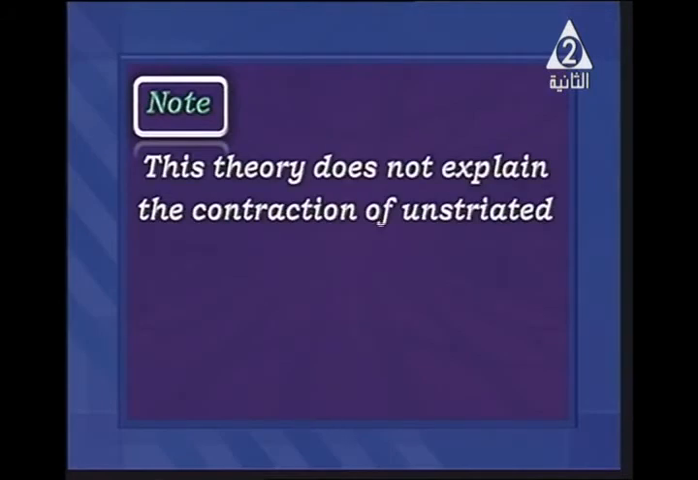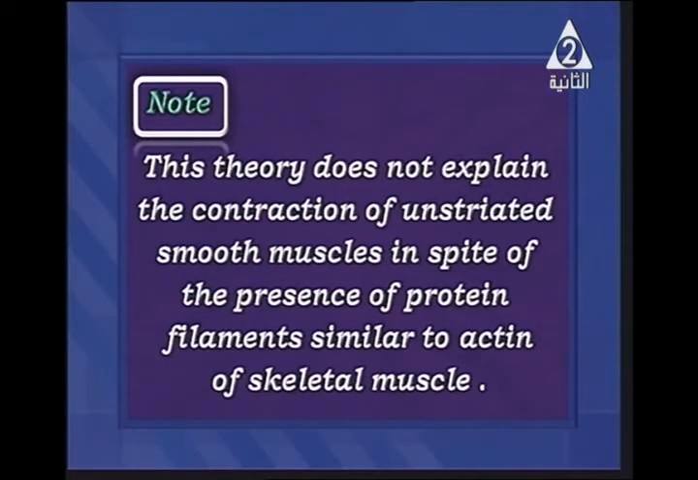We have a note here that this theory doesn't explain the contraction of unstriated smooth muscles. Again, voluntary muscles are those whose movement you can control; involuntary muscles you cannot control. Unstriated muscles are smooth muscles. They move out of your will, like the muscles inside your small and large intestine, most of the alimentary canal. They contain protein filaments similar to actin of skeletal muscles. There is no striation in the smooth muscles.